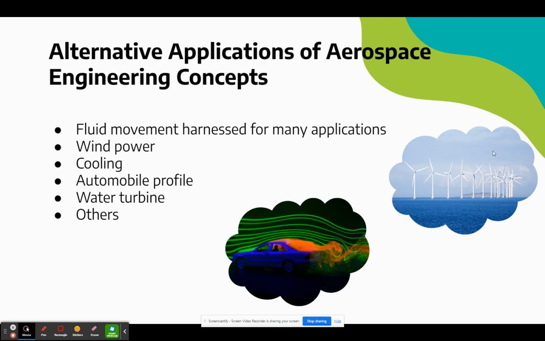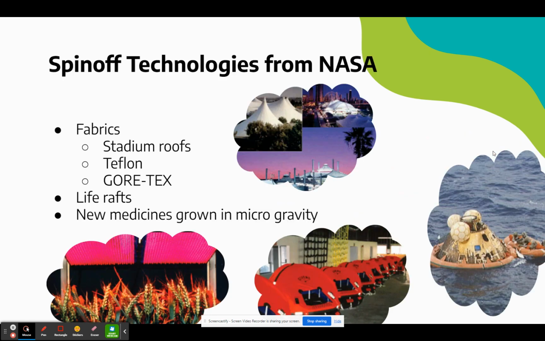We also have water turbines. Water turbines are basically a wind turbine underwater. It's tidal power. As a tide comes in and out, that energy and power generates electricity through the use of that turbine blade. And there are a lot of others too. These are just the big heavy hitters and the most, quote unquote, obvious of the alternative applications.